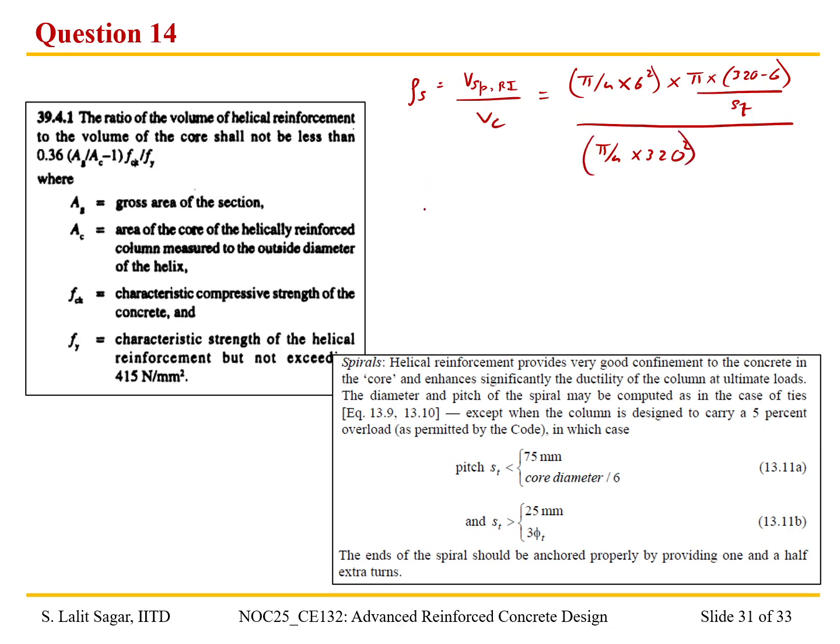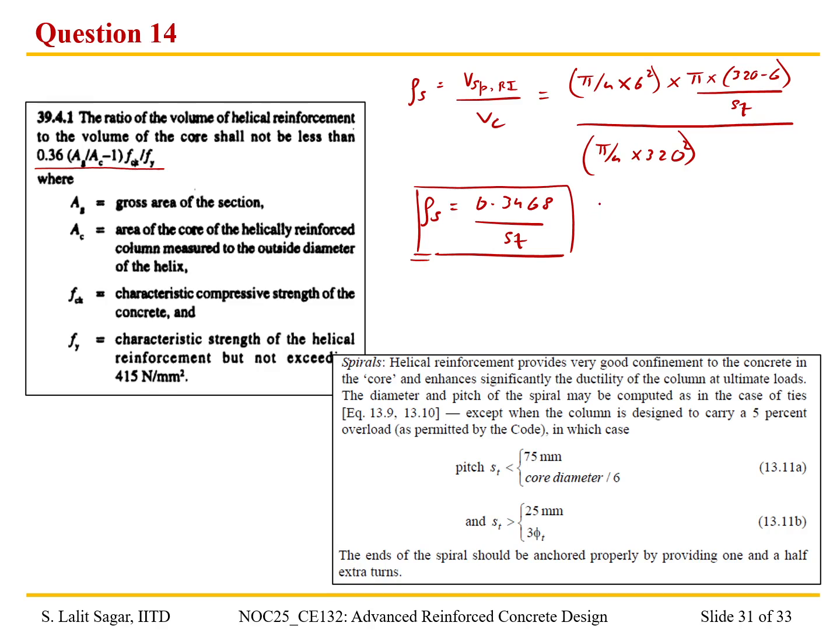So when we simplify this, we get the ratio of the spiral reinforcement. We get a value of 0.3468 divided by ST. Now we need to equate this value to this 0.36 Ag by Ac minus 1 multiplied by fck by fy. From that we can obtain the value of the spacing of the spiral or the helical reinforcement.